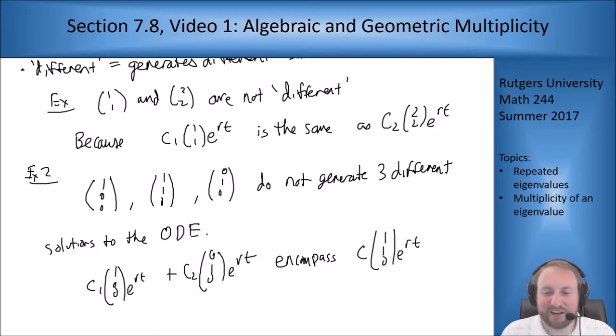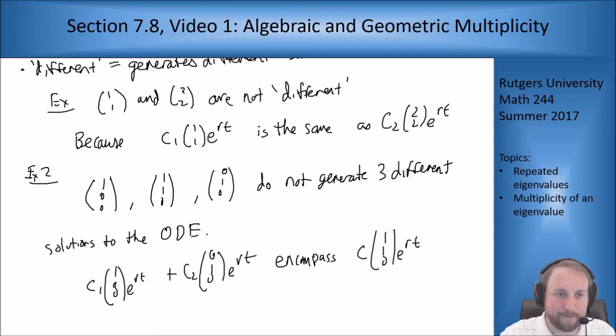Right? If I pick C1 equals C2, I get a constant times (1, 1, 0) e to the RT, so I can obviously lump that one in with the other two. So these two encompass that one, so I don't get 3 different solutions. I'll still get 2 different ones, but not 3. So this gets us back to the heart of the problem: if I don't have enough eigenvectors, then I don't get enough different solutions to my equation. I have to do something different to get more solutions.